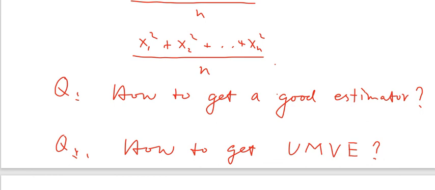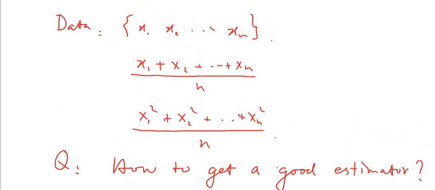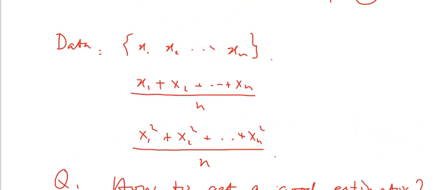Okay, next class we will do this. Once we have data, like X1, X2, Xn, how to derive the formula to estimate this mu, or estimate other things, estimate the parameters. Okay, so we can stop here.